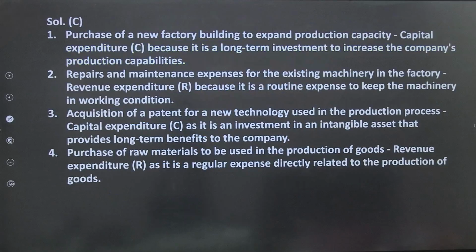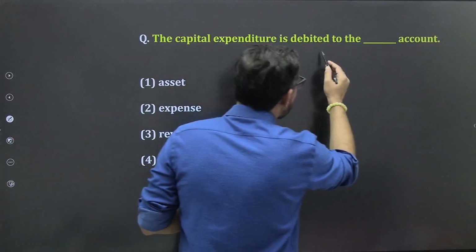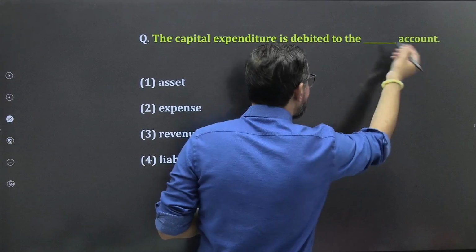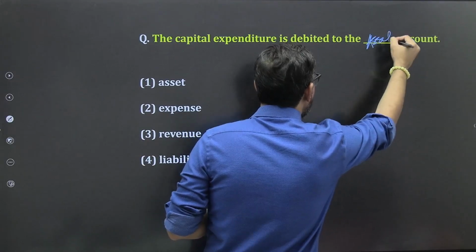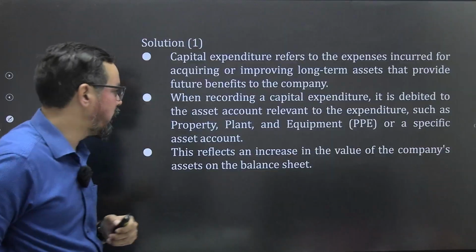Understood guys? तो बहुत आसान सा क्वेश्चन था, ठीक है. The capital expenditure is debited to the asset side of the balance sheet, ठीक है. So asset side of the balance sheet. Yes, option 1 will be the right answer for this one.